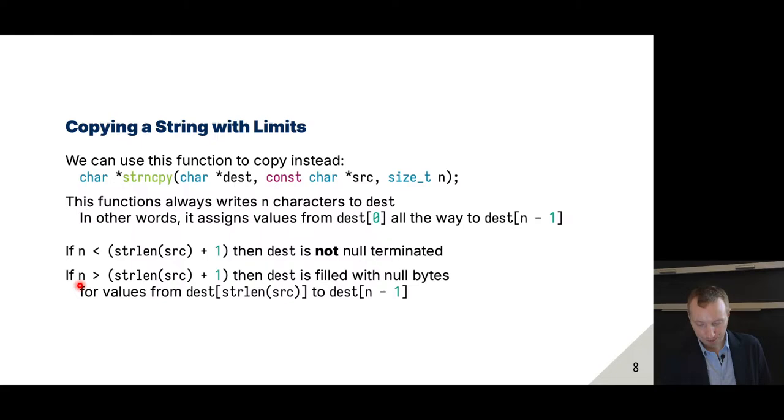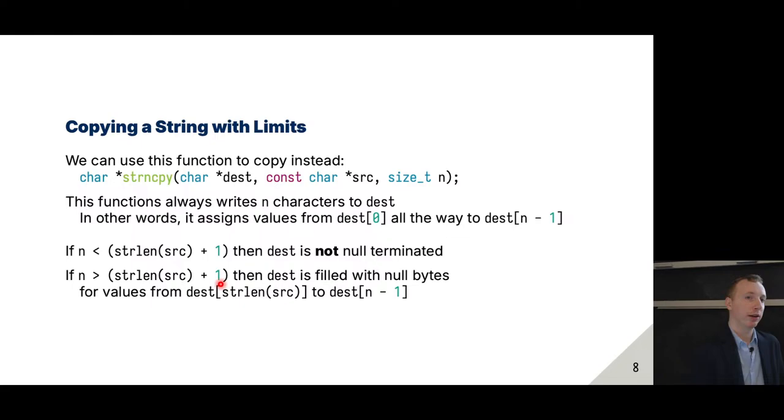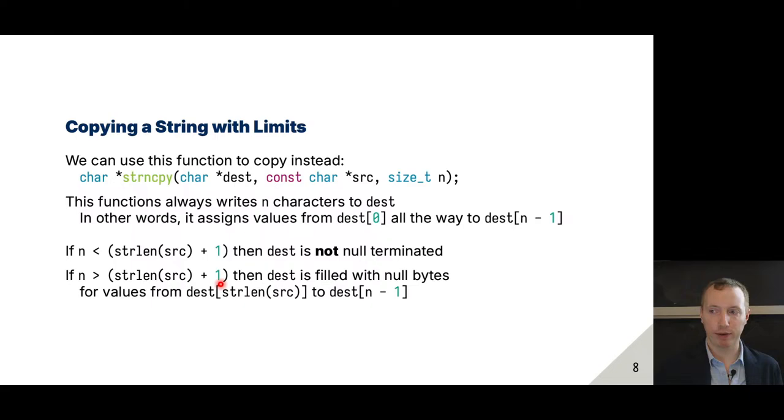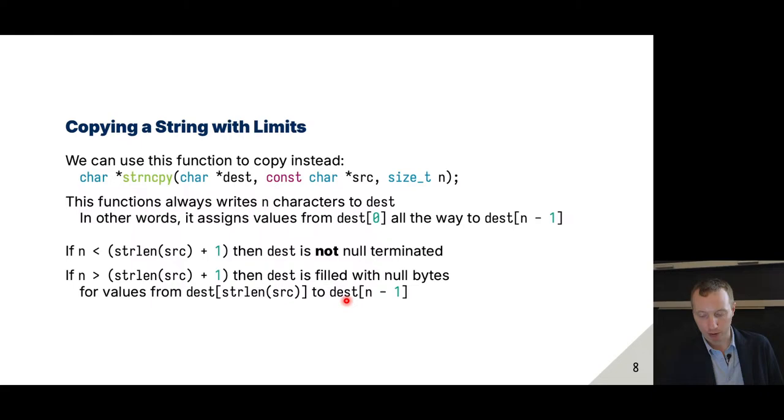Otherwise, if n is greater than the string length of the source string plus 1, so it has more space than is needed, then it will fill the rest of the bytes with zeros. So all the values from the string length, where the null byte would be, which would definitely be the null byte because it's a copy of the source string, but it would make all the other bytes also zero, all the way up to and including dest[n-1]. So we can see an example of that.